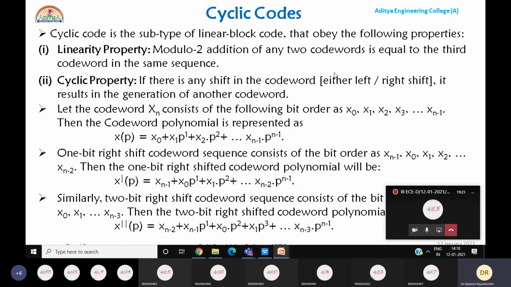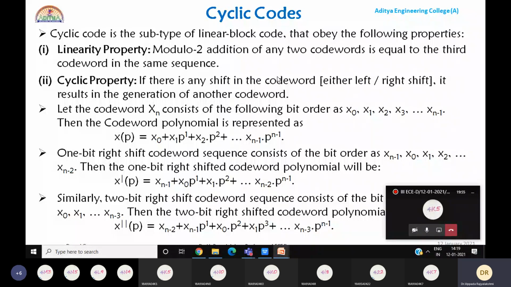Now, you can take a single bit left shift or right shift, or you can take multiple left shifts or right shifts. For example, if you undergo n-bit right shift or n-bit left shift, where n is the size of the code word, then it results in the same code word. So if you continuously go on shifting the data by n number of bits, it will provide you the original code word.